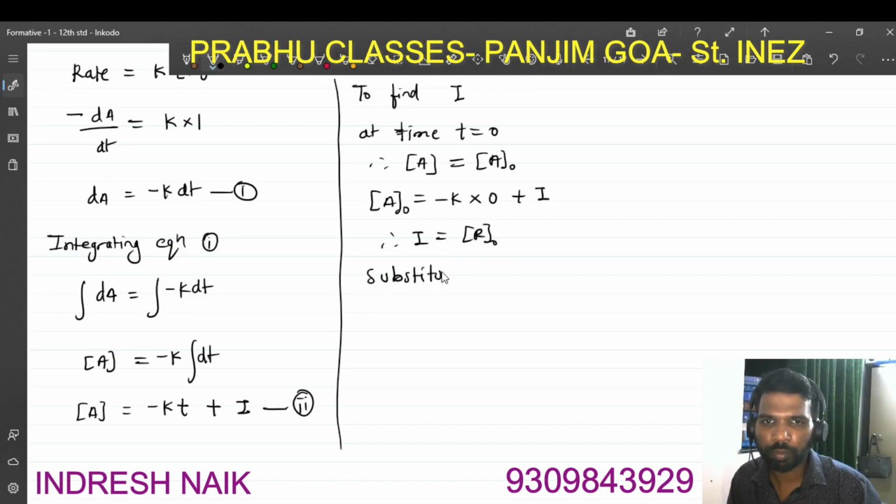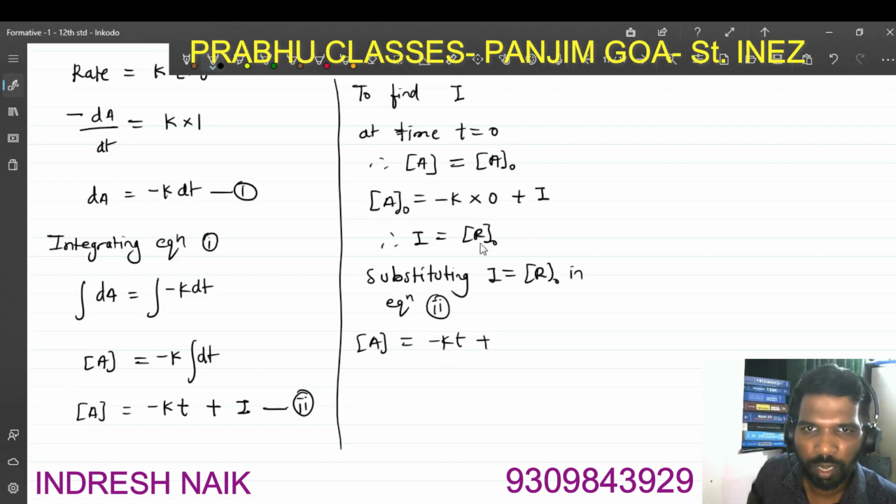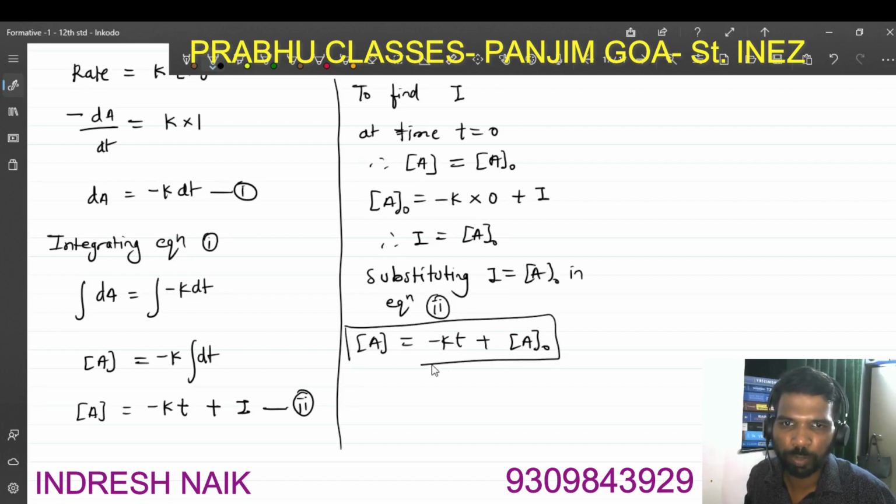Substituting I is equal to A naught in equation 2, what I get is A is equal to minus kt plus A naught. Sorry, this is A naught. See, I am also getting confused. This is A, so here it is A naught. So this is my integrated rate law expression for the zero order.